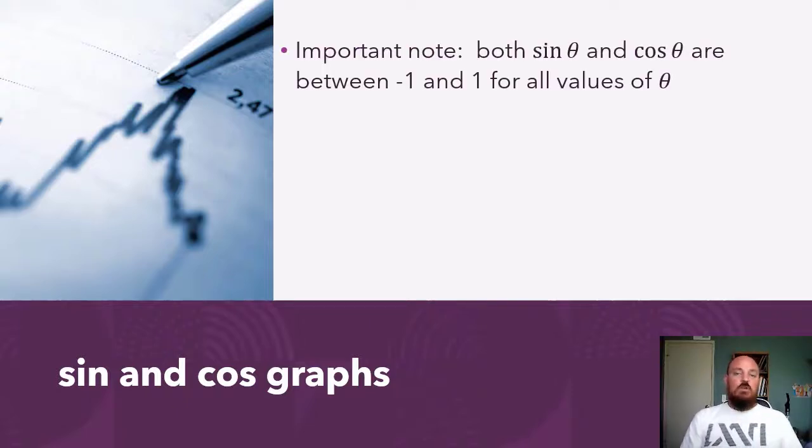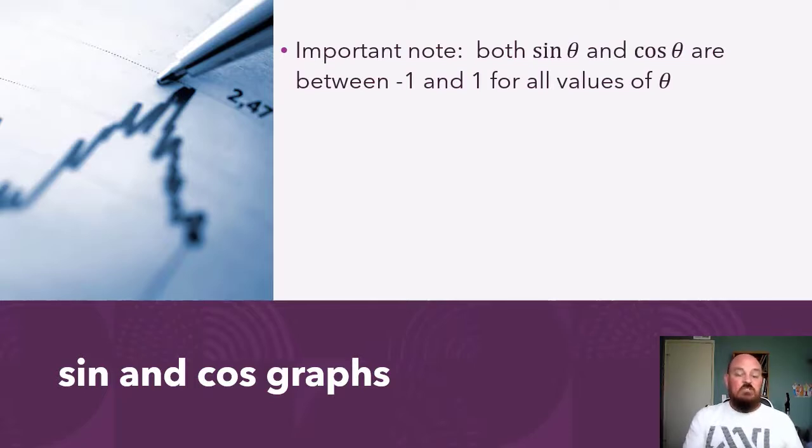Okay, so here's an important note, not just about the graphs, but about sine and cosine in general. Whenever you're doing sine or cosine, your answer, the biggest it can be is +1, and the smallest it can be is -1. You can never have a sine or cosine value that's bigger than 1 or less than -1.